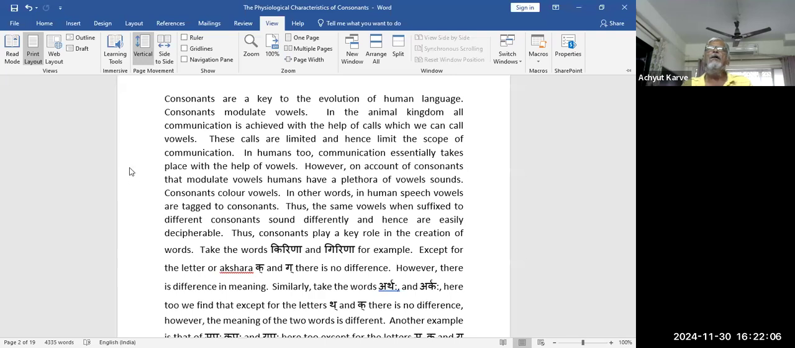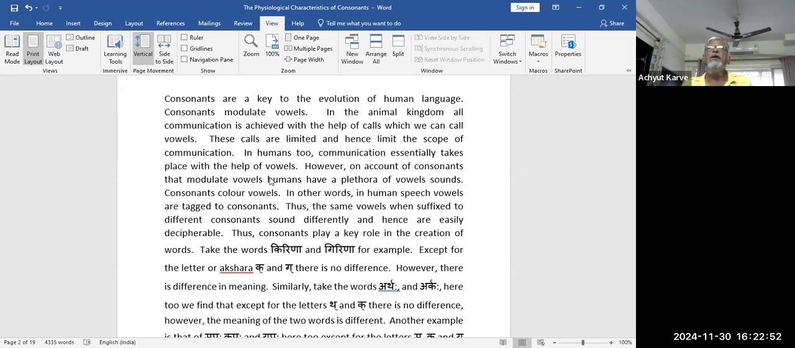Now, in the animal kingdom, all communication is achieved with the help of calls, which we can call vowels. In the previous seminar, I said that the aksharas are calls. However, they have to be transformed into varnas before they can be used in words. These calls are limited and hence limit the scope of communication in the animal kingdom. In humans too, communication essentially takes place with the help of vowels. We are actually communicating with the help of vowels. What the consonants are doing is creating a huge array of vowels. That is what the consonants do.